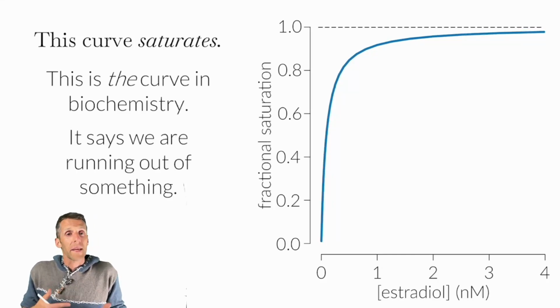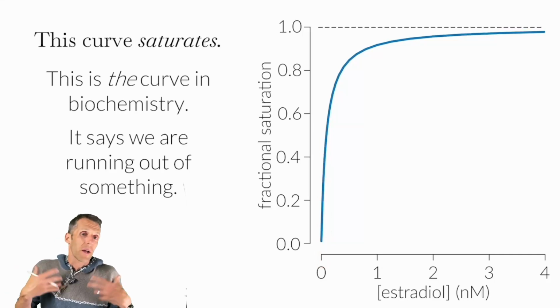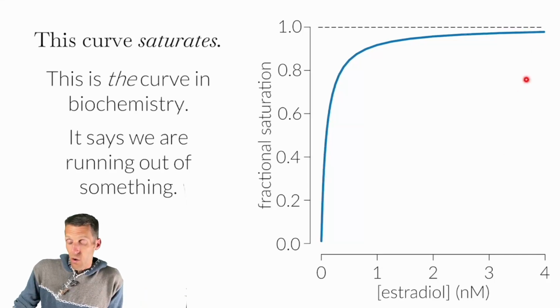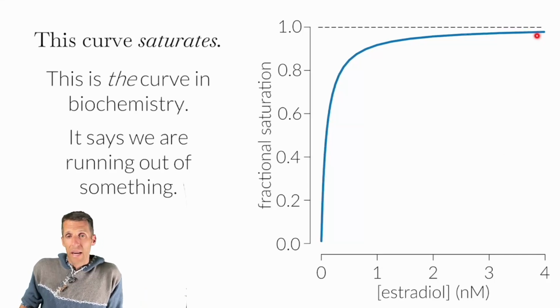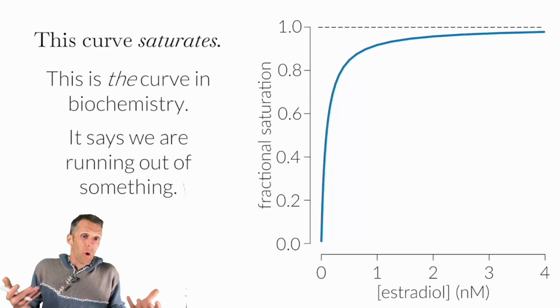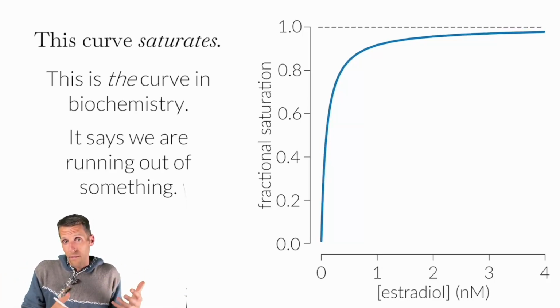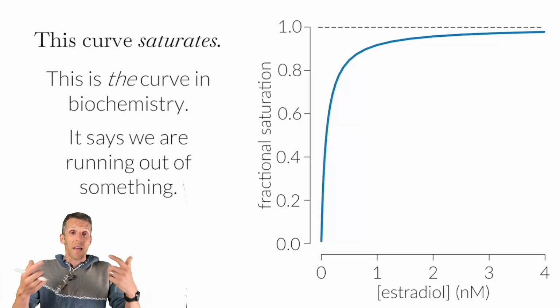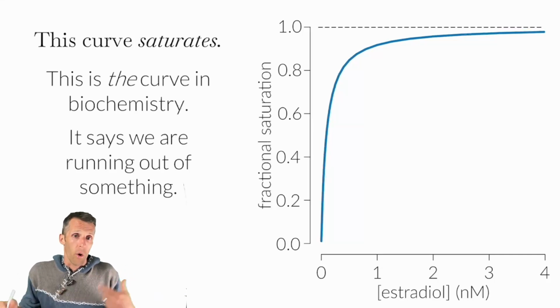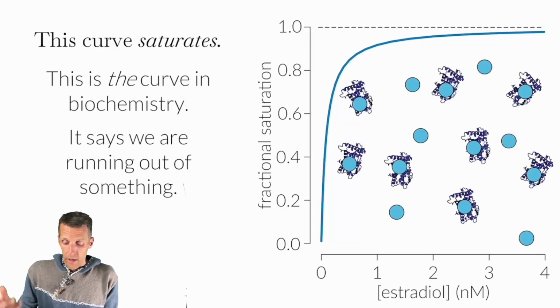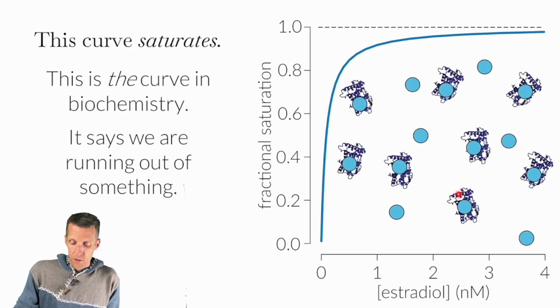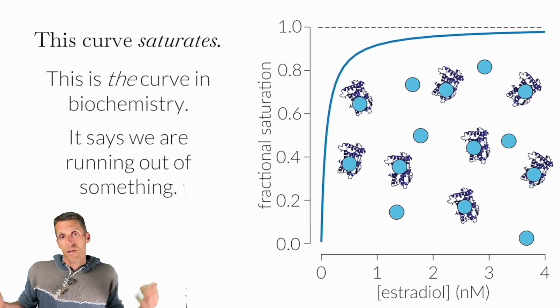It's saying we are running out of something. When we're over here, as we start adding things, we're adding molecules that are binding to the receptor. Once we get out to here, there's no more receptor left. We are out. And it turns out cells are running out of things all the time. They make a small number of, say, receptors, and those receptors all load up. They make a small number of enzymes, and those enzymes all load up. So we're going to see the saturation curve happening over and over in biochemistry. Once we're here, we are out of receptors to bind to more things.